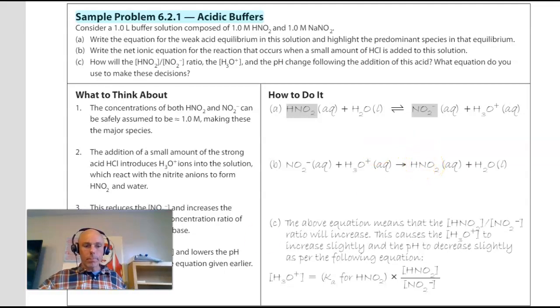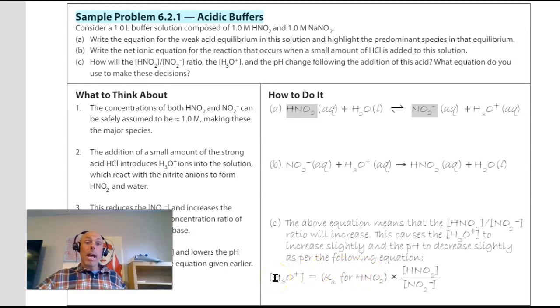All right. C says, how will the HNO2 to NO2- ratio, hydronium concentration, and pH change following the addition of the acid? Well, if we add acid, we know that the concentration of conjugate base goes down and it becomes the conjugate acid. So acid concentration goes up, base concentration goes down, the value of this fraction increases, Ka is constant, therefore hydronium goes up.